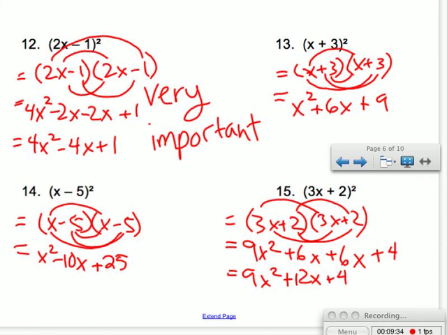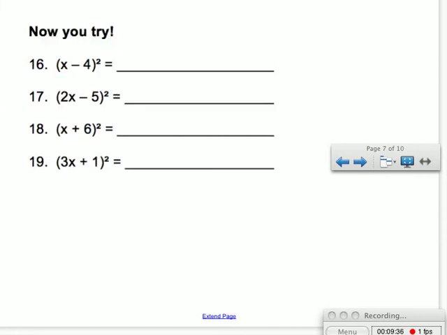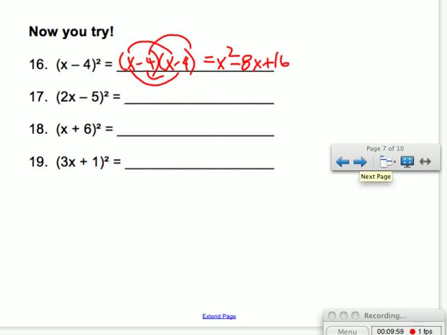Okay, again, I would recommend you pause your video, give these a shot, and then press play to watch for the answers. Okay, I'm going to write this out because I don't want to make a mistake. So, x squared minus 4x minus 4x, minus 8x plus 16. Oops, not plus, minus.